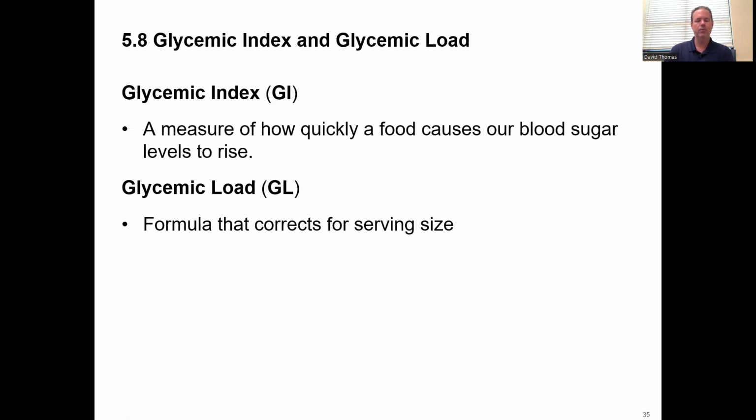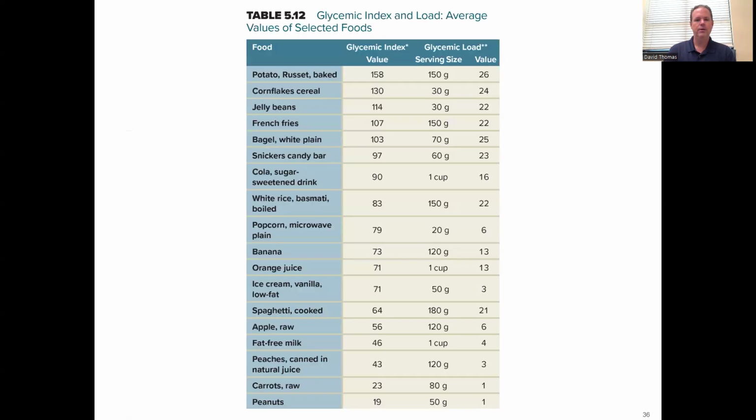So let me show you the table, then we'll come back to glycemic load in just a minute. But if you look at the table, this is from your textbook. I've seen different glycemic index values, but this is the one that your textbook uses. And so what they did, they ranked these in order from the food with the highest glycemic index to the lowest. And they just selected about 15 or 20 examples here.